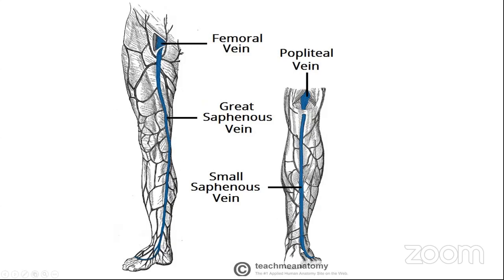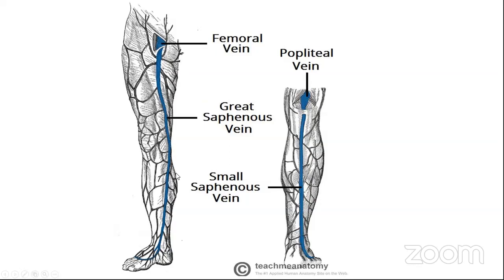On the posterior aspect, from the lateral aspect, you will see the small saphenous vein, which enters the popliteal vein. The great saphenous vein starts on the medial side, next to the medial malleolus, and ascends along the medial side of the thigh and joins the femoral vein in the saphenous opening. The short saphenous system starts on the lateral aspect of the foot, travels upward and opens into the popliteal vein in the popliteal fossa.